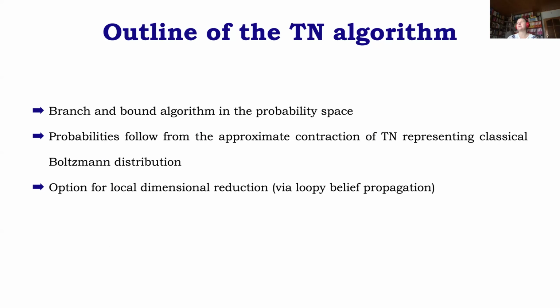So what are the main steps of our algorithm? It is based on a branch and bound algorithm in the probability space. The branch and bound algorithm allows us to search for low energy states, because, as we claim, the low energy states are the most probable ones. And tensor networks are incorporated into this algorithm at the probability calculation level. So tensor networks are used for calculating probabilities because they represent the classical Boltzmann distribution.